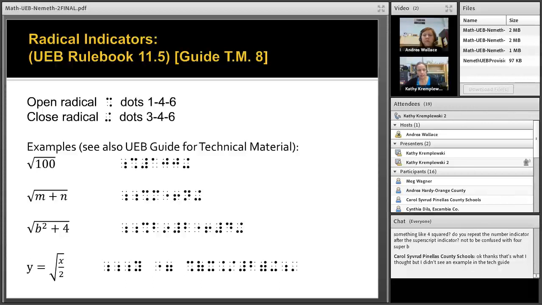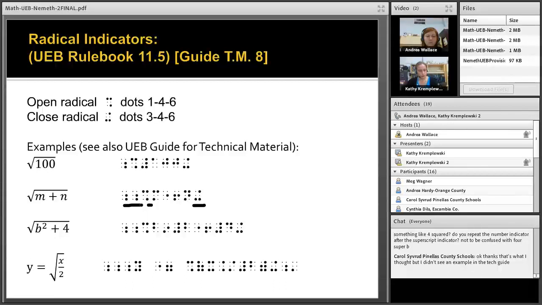Okay, so radical indicators. The SH sign is the open radical, and the ING sign is the closing radical. So for like our 100, we use the grade 1 symbol indicator so it doesn't get confused with SH. So open square root, number sign 100, close square root with the ING sign. For the next one, you have the grade 1 word indicator to cover everything throughout. And then we have open square root, m plus n, close square root.